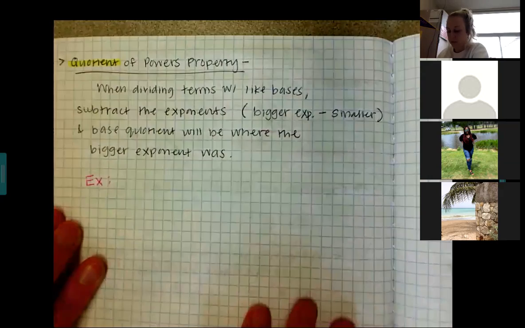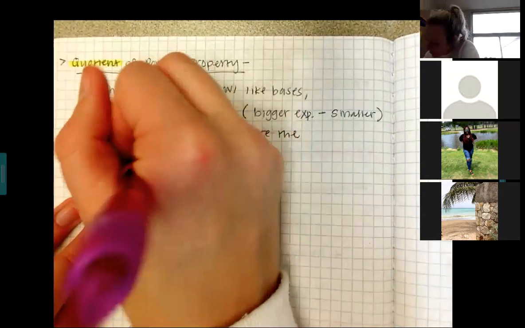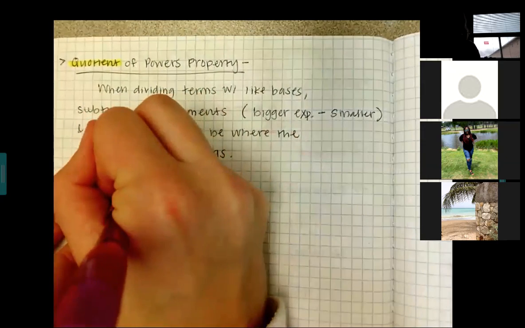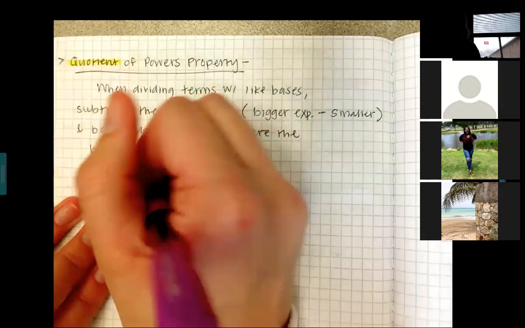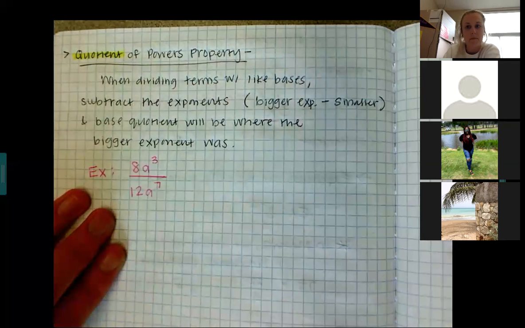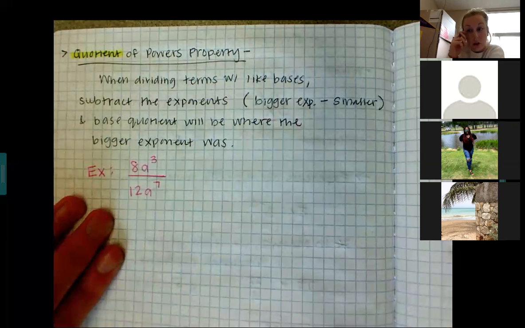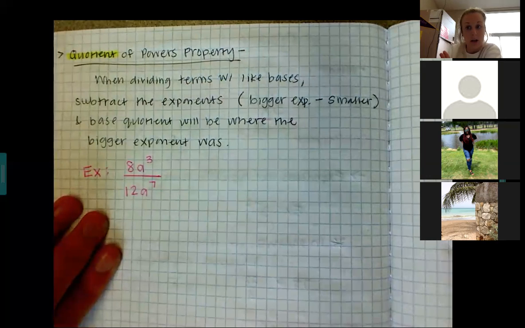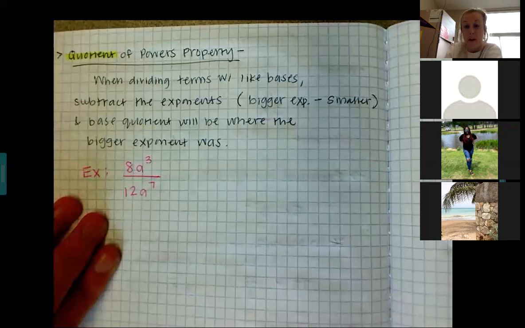All right, so here's our first example. All right, so do you guys agree in this example that it's a quotient? Yes. Okay, so we're dividing our two terms, right? So when you're dividing, you are not subtracting 8 take away 12. Does everybody understand that? Those are not exponents. What are the 8 and the 12 again? What do we call those? Coefficients. Coefficients, very good.